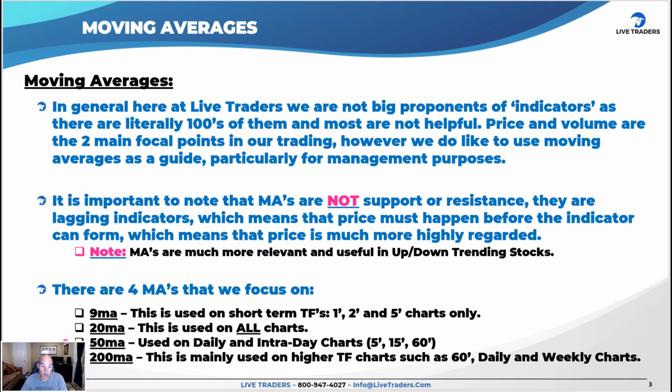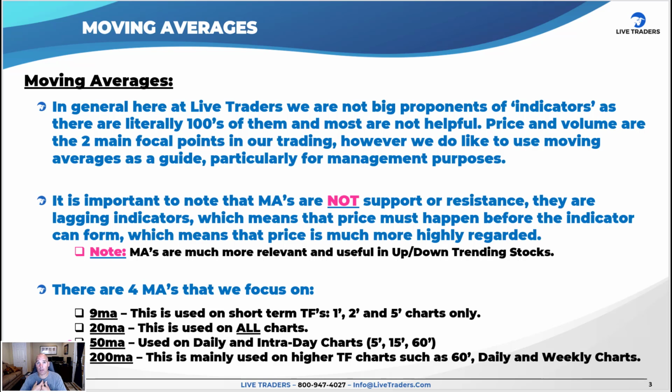For me, I only use the 50 and the 200. And the reason that I only use the 50 and the 200 is because, there are exceptions, but most of the time I am looking at the 60 and the daily with moving averages, and I don't look at the moving average as much on 1 and 2 minute charts. Now, I'm not saying you shouldn't or you can't. I personally just don't do it that much.